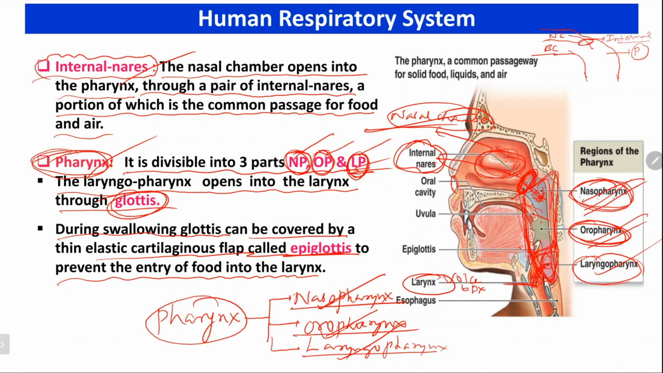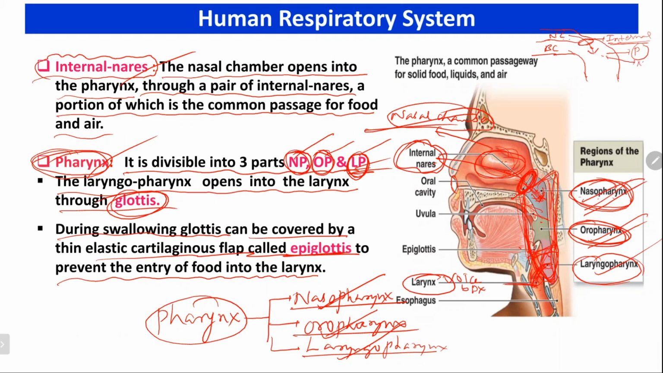Very simple it is, right? In higher classes, when you join intermediate, the 11th standard, we are going to see all these things again in much more detail. Basic things I'm sharing with you so that you can understand. This is the nasal chamber that opens into the pharynx through internal nostrils, and the part of the pharynx into which the nasal chamber opens through internal nostrils is known as the nasopharynx.